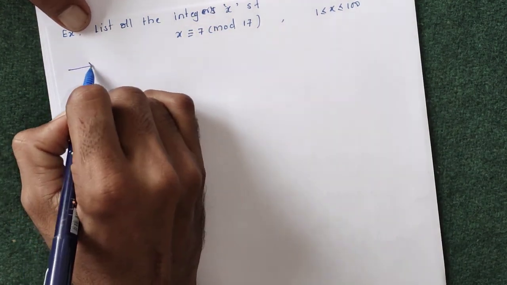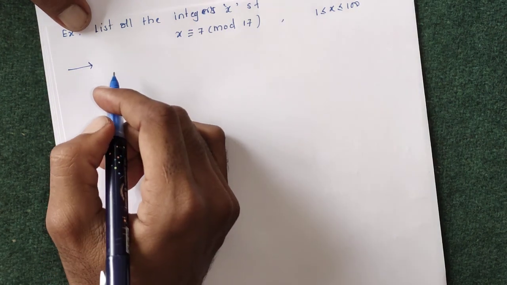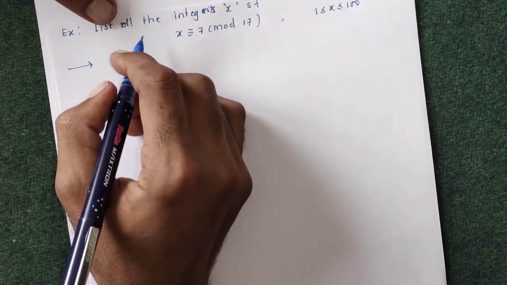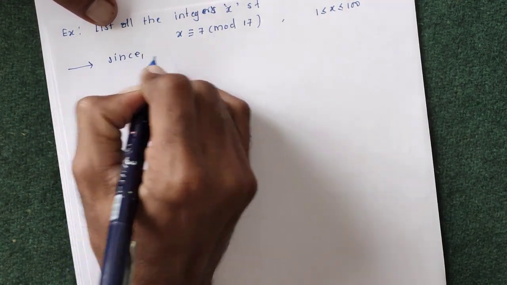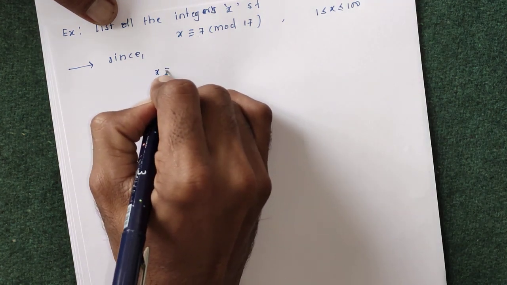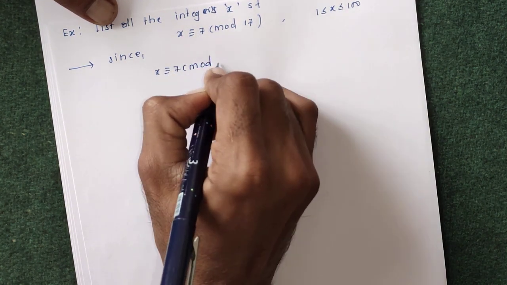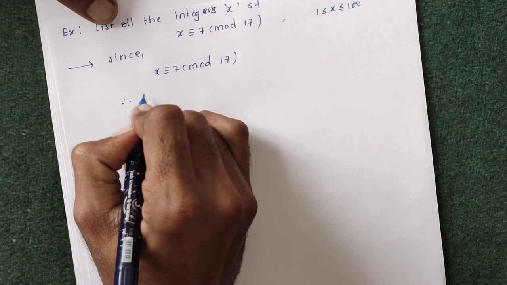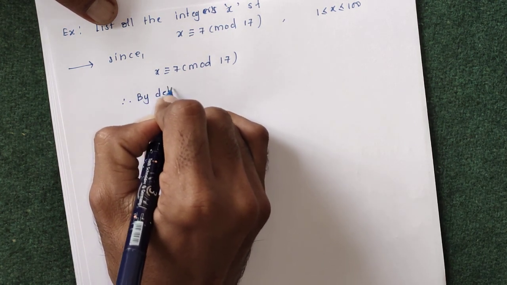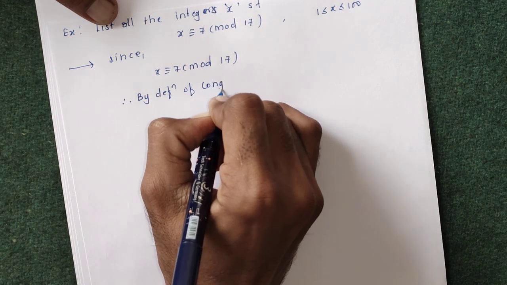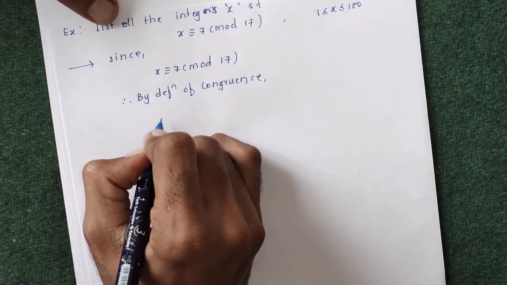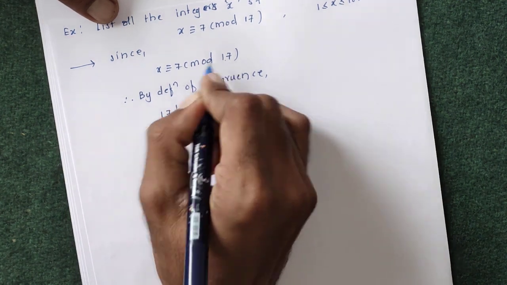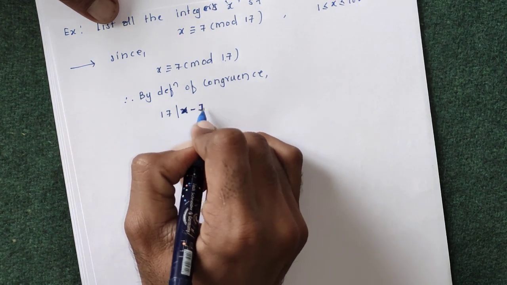This is one of the simplest examples and can be asked for 2 marks. We have to find all x such that x is congruent to 7 mod 17. Therefore, by definition of congruence, we can say that 17 divides x minus 7.